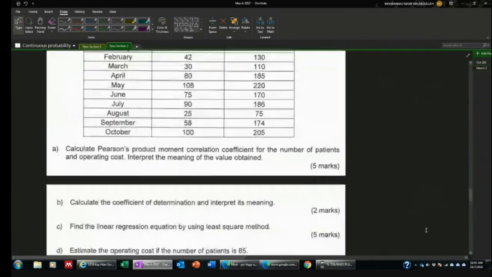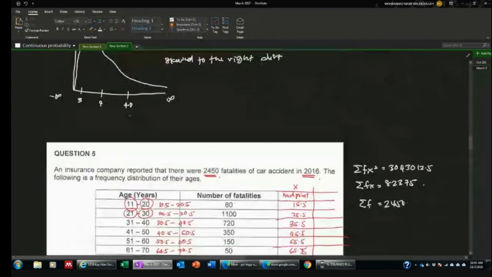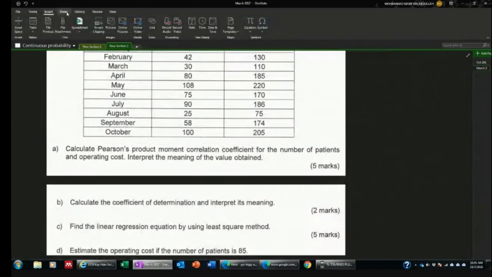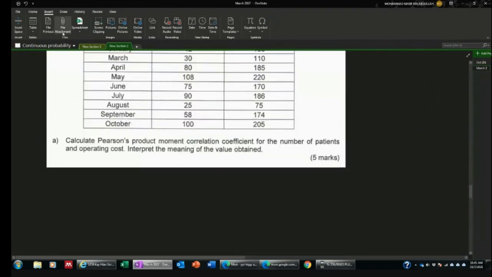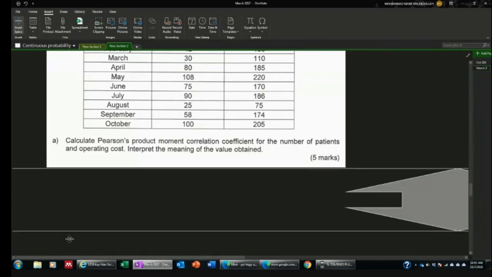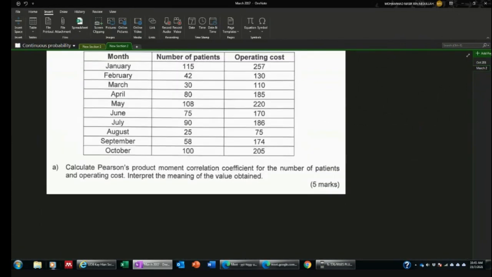Okay, next we go to question number 7. This was question number 5, and number 6 is about Spearman rank. We didn't learn Spearman rank, so we skip it in our syllabus. We focus on Pearson product moment correlation. See? Your batch has it a bit easier.